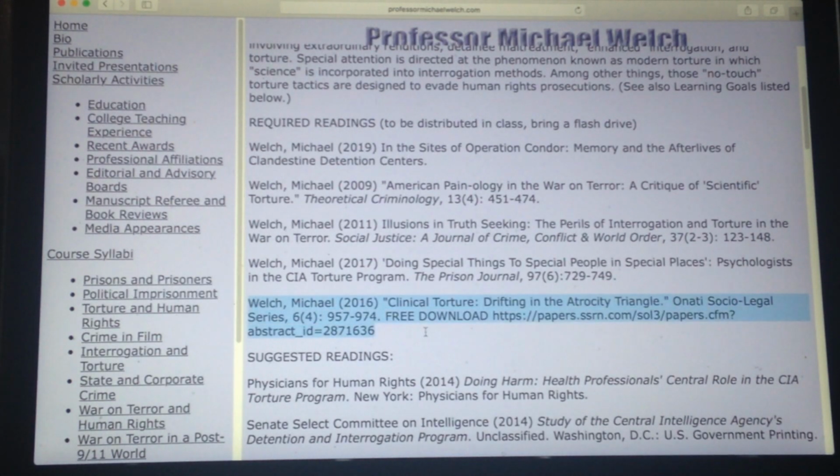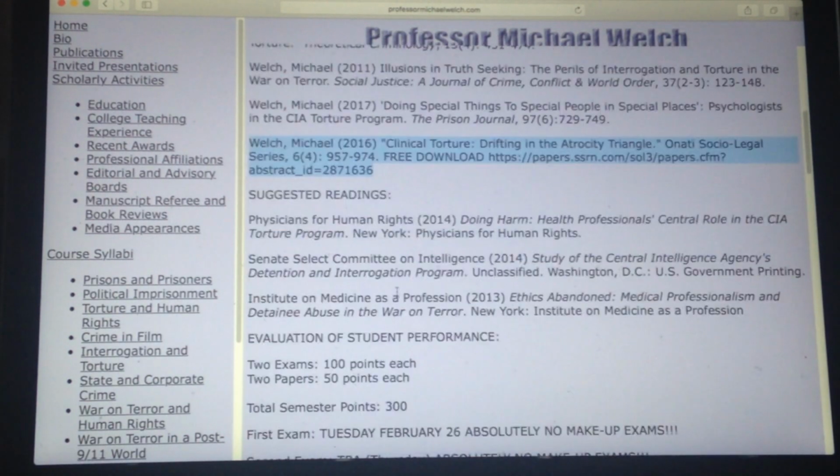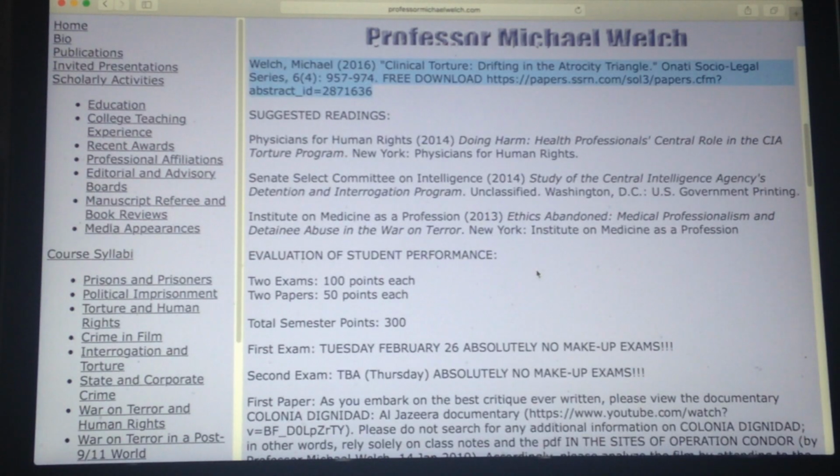One exception is this article here, which you're going to download yourself. More about that later when we talk about the syllabus on the Canvas page. Suggested readings. As you notice, I have paid close attention to these developments. Physicians for Human Rights, Doing Harm, Health Professionals' Central Role in the CIA Torture Program, Physicians for Human Rights. You might want to look at the Senate Select Committee on Intelligence that studied the CIA's detention and interrogation program. It was unclassified in 2014.